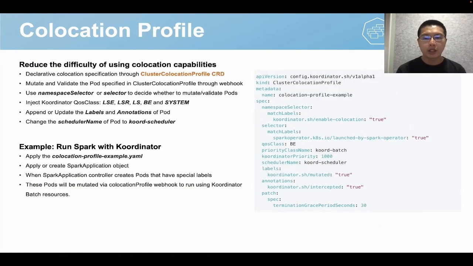We considered at the beginning of the open source of the Koordinator that it's necessary to reduce the difficulty so that everyone can gain benefits by simply and quickly using the Koordinator. So Koordinator provides a CRD named Cluster Colocation Profile and a corresponding webhook. The CRD describes which namespaces and pods need to enable colocation. The webhook will automatically inject Koordinator priority, QoS class, batch resources, and other colocation protocols into newly created pods according to the rules described in the CRD.